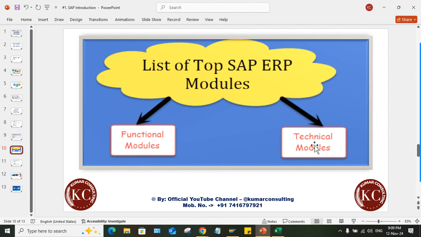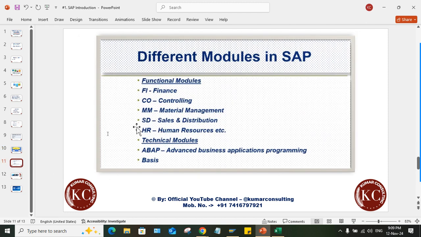Okay, so we have functional and technical modules. Functional module, look at here, I have specified a few modules: FI, CO, MM, SD, HR, right? FI stands for financial accounting, or it is called finance also. CO stands for controlling, MM stands for material management, that is a different module, right? SD stands for sales and distribution. So for every module, a different consultant will be there. One person cannot handle each and every module, right? So for every module, different consultants are going to be there.